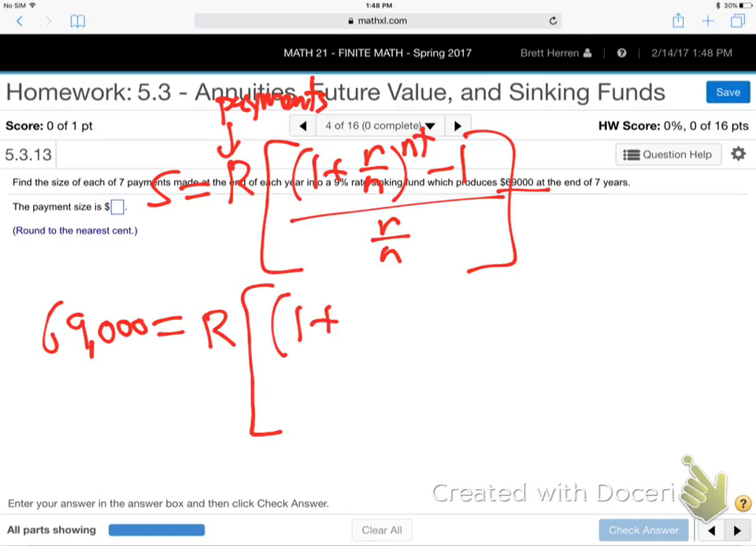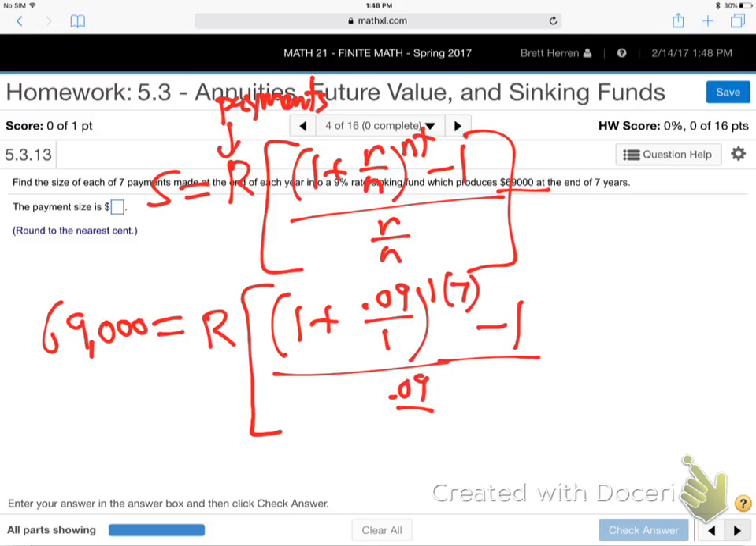The capital R. The little r is what, 9%? I can't read it now. Looks like 9%. The N, what is it? The end of each year, so just once a year. To the NT, 7 years. They're just making the payment once a year. So the N is just 1.